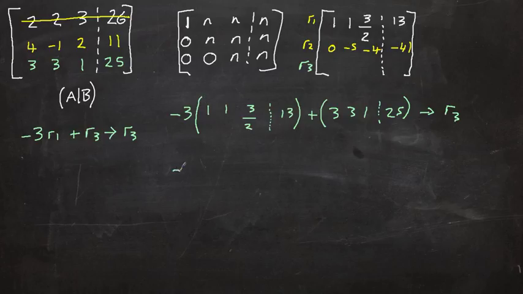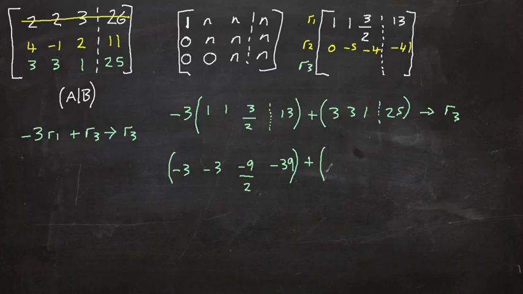So it'd be minus 3 times 1 is minus 3. Minus 3 times the next one is minus 3. Minus 3 times 3 over 2 is minus 9 over 2. Minus 3 thirteens, or 3 thirteens are 39, so it's minus 39. That's still a row matrix, so it's still a matrix.